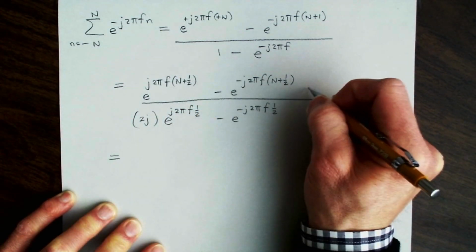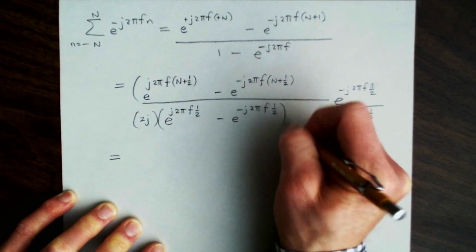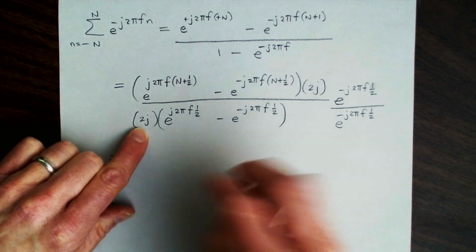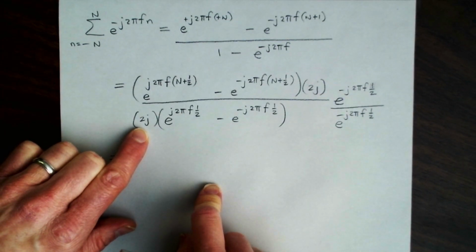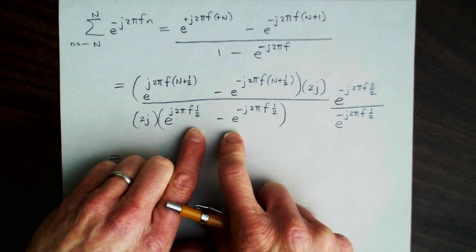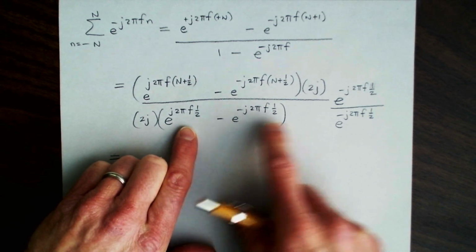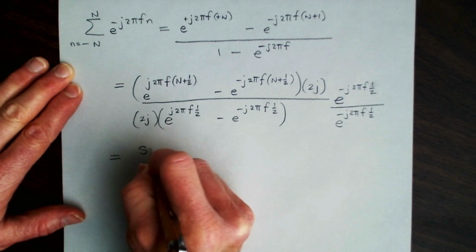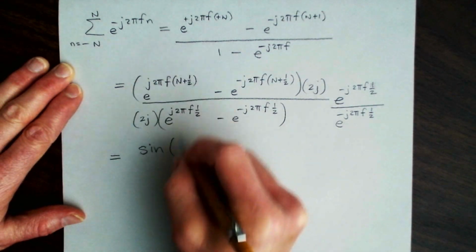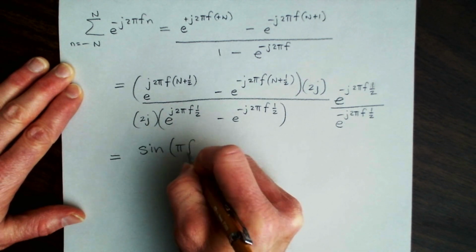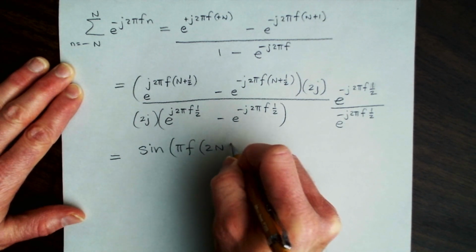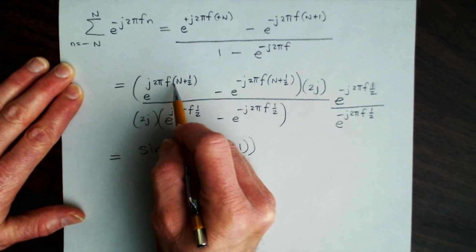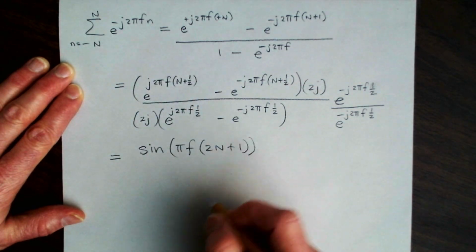to go with it. So this 2j and the top give me a sine function. And then down here in the denominator, I also have symmetry in the exponents, and that 2j together with this gives me another sine in the denominator. So writing that out, I have sine, I'm going to write it like this, pi f (2n plus 1). What I did is I multiplied this 2 in here, so I'll get 2n plus 1.